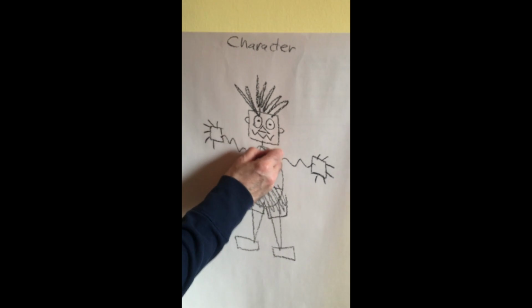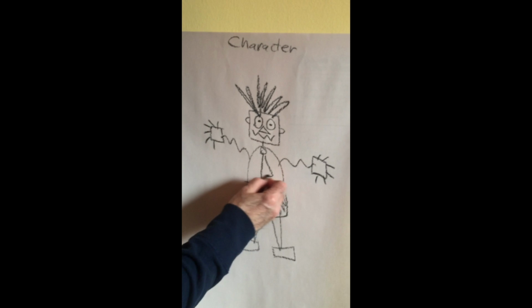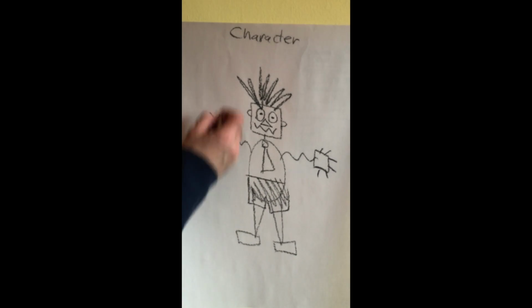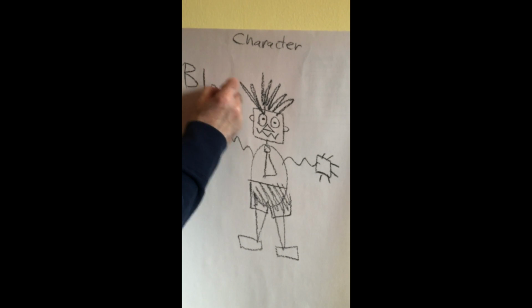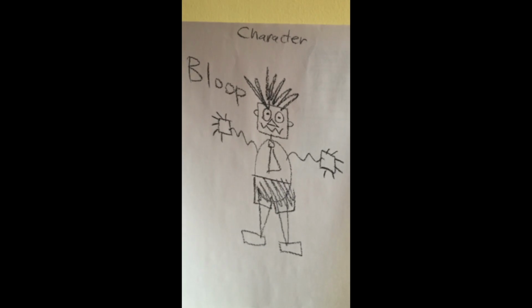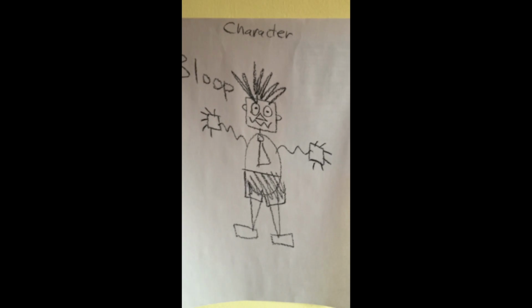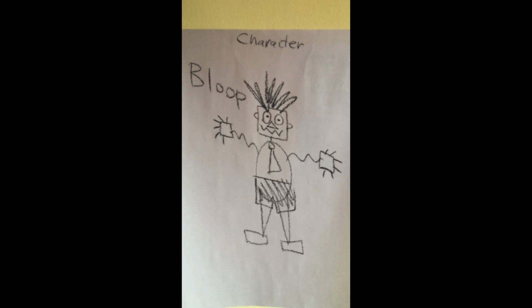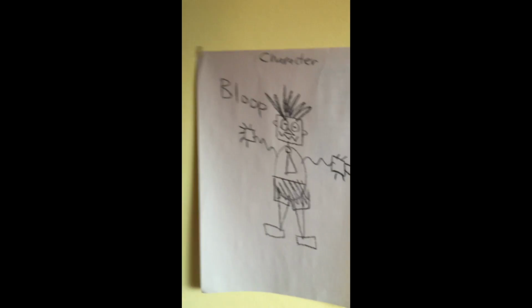And maybe a little tie. Circle, triangle. This is just this little silly character I made up. Okay? And we'll call him Bloop. That's my character, Bloop. He could be Mr. Bloop, Ms. Bloop, Professor Bloop. So this is just one way of making a character with shapes.